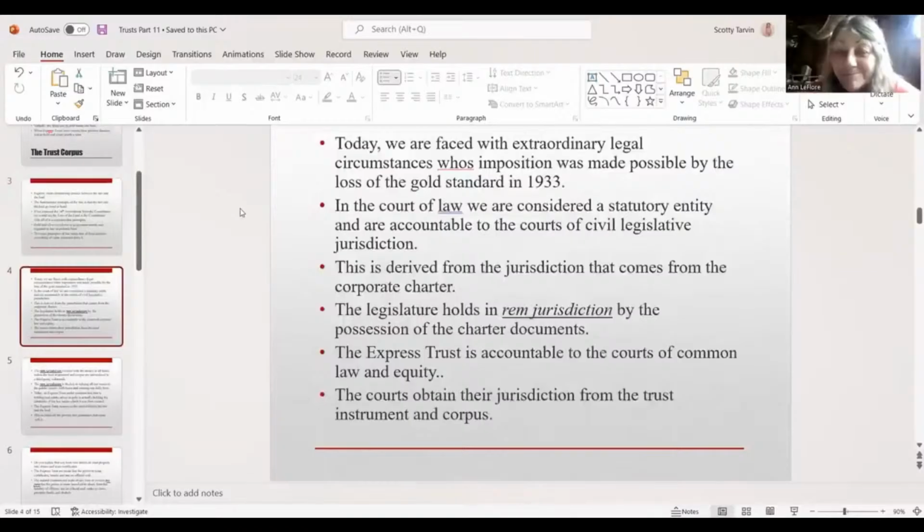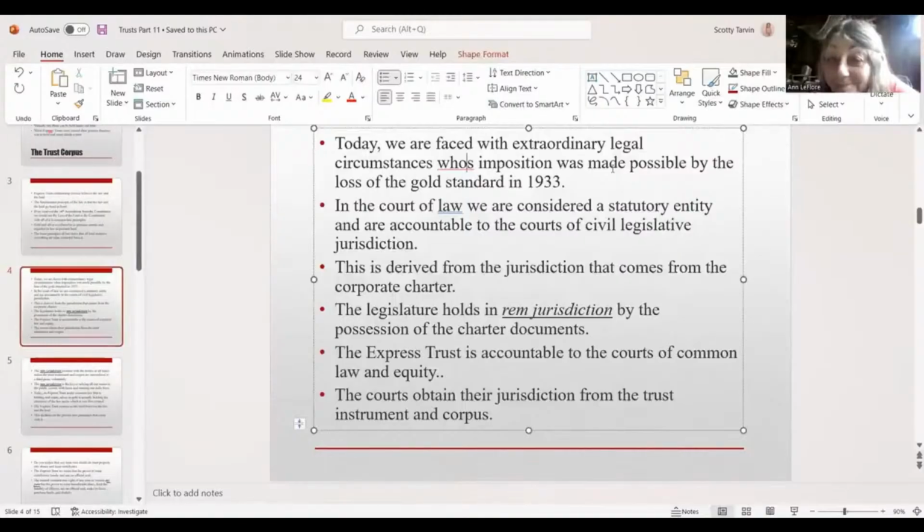Today we are faced with extraordinary legal circumstances whose imposition was made possible by the loss of the gold standard in 1933.